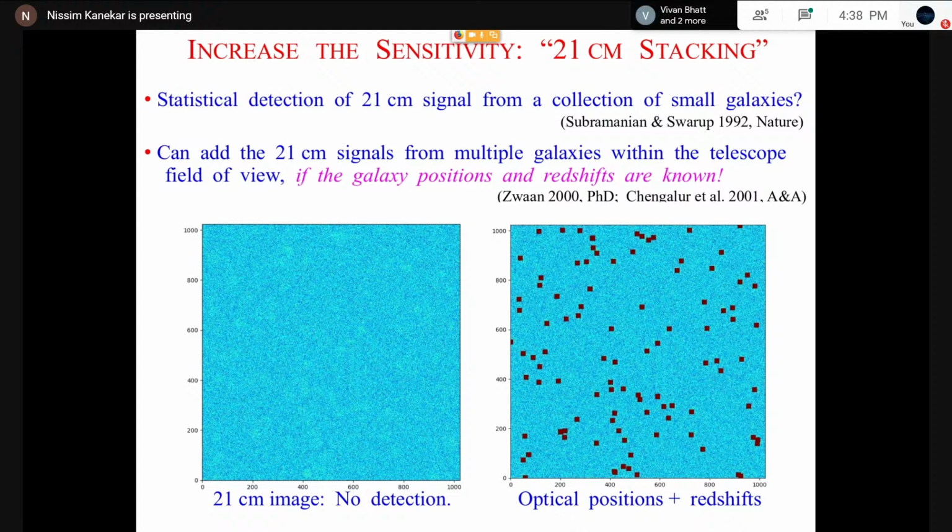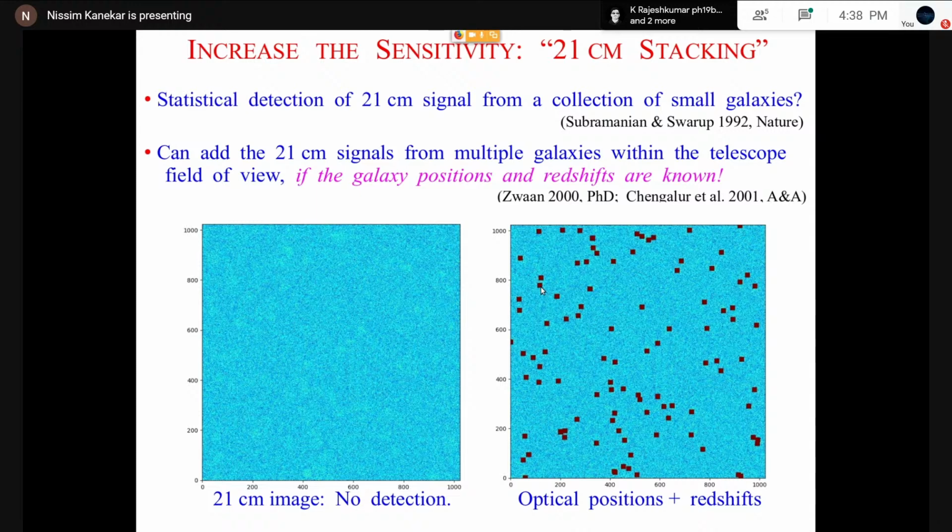But what if you knew the positions and redshifts of a bunch of galaxies within the field of view? What if you had a field of view in 21 centimeter, and now you know there are a bunch of galaxies there, and you know the redshifts, and you know the positions. The left image over here shows a 21 centimeter image at some redshift. And there's nothing, it's just noise. You don't see any signals at all. The right image shows the same image, but now you know that there are galaxies at these positions in the image. Now, can you use this information to somehow increase the strength of the signal?